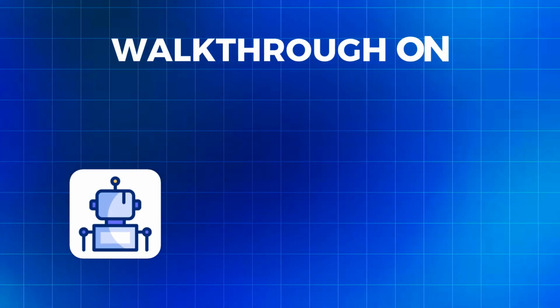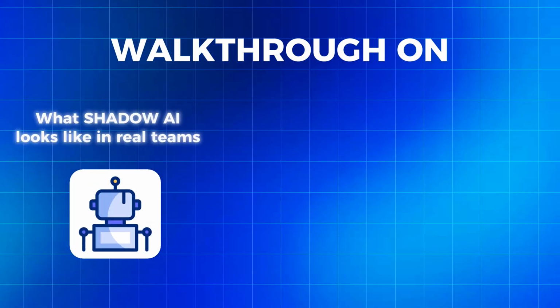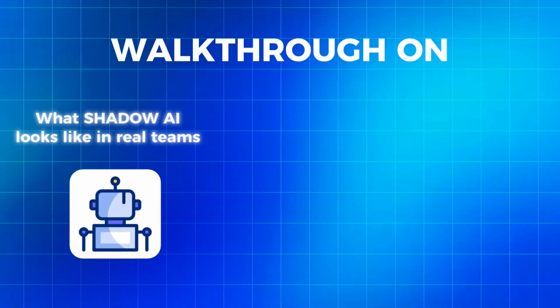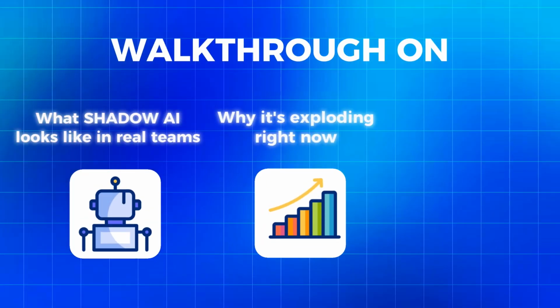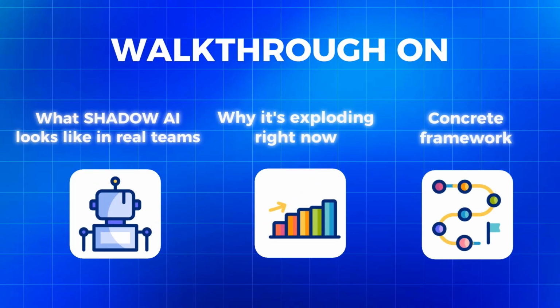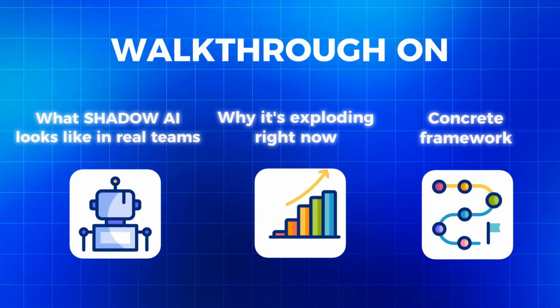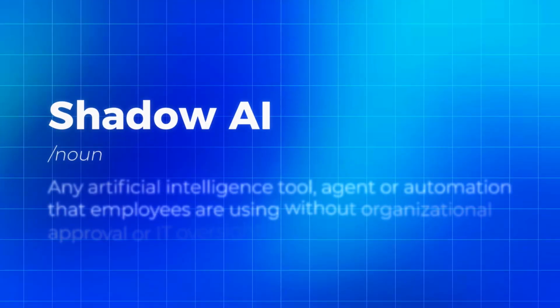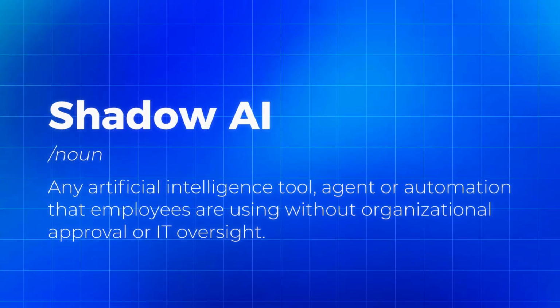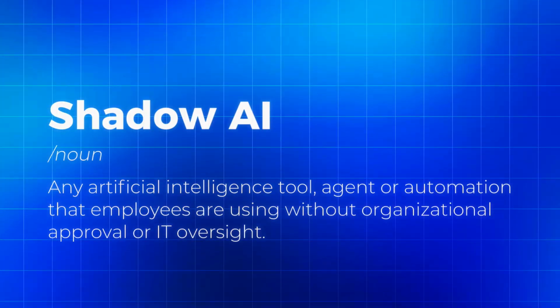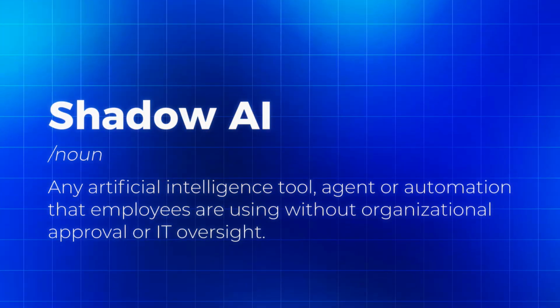Today, I'm going to go deep and walk you through exactly what shadow AI looks like in real teams, why it's exploding right now, and give you a concrete framework you can implement this week to get ahead of it. So let's define this clearly because the term gets thrown around a lot. Shadow AI is any artificial intelligence tool, agent, or automation that employees are using without organizational approval or IT oversight.